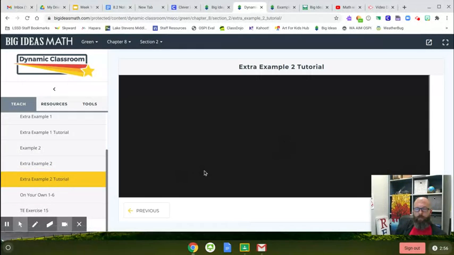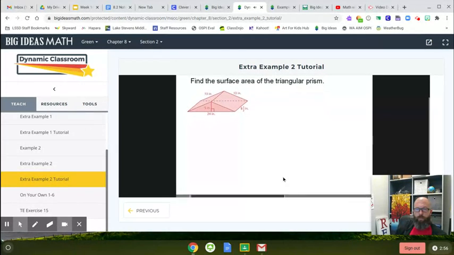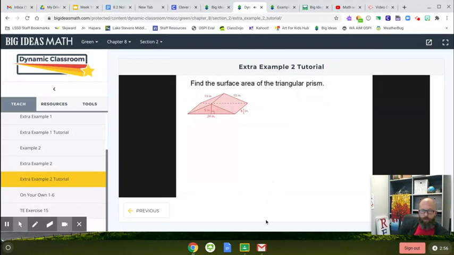Remember, the surface area of a three-dimensional figure is the sum of the areas of its faces. Let's use a net to find the area of each face. The net of a triangular prism has 2 triangular faces and 3 rectangular faces. To help us find the area of each face, let's label the faces in the net. This face is the bottom. This face is the front. This face is the back. This face is a side. And this face is another side.